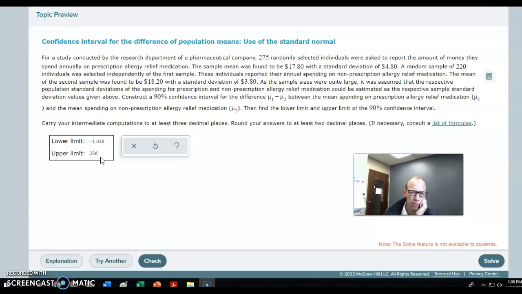So it's more likely they're probably spending a little bit less since more of that confidence interval is in the negative. But we don't really even have good evidence that there's a difference between the two because 0 is in between these two, meaning that it's very possible there's no difference between the amount spent on prescription allergy relief and non-prescription allergy relief.